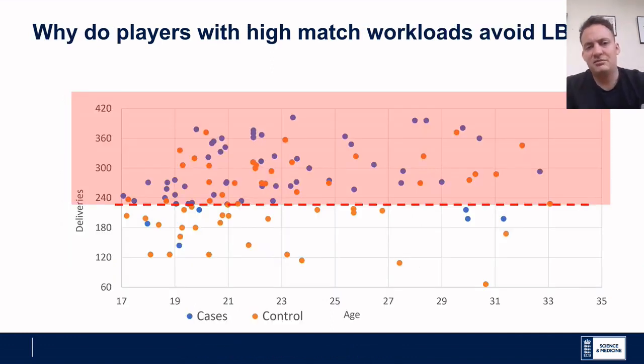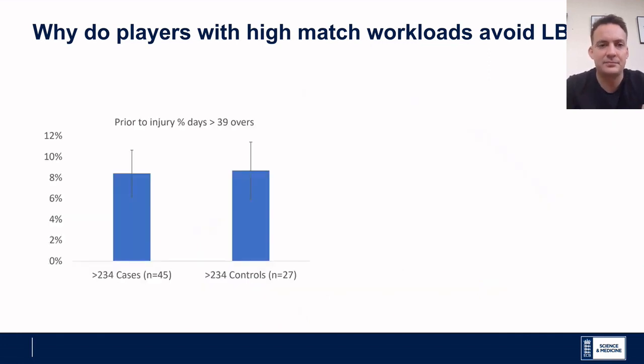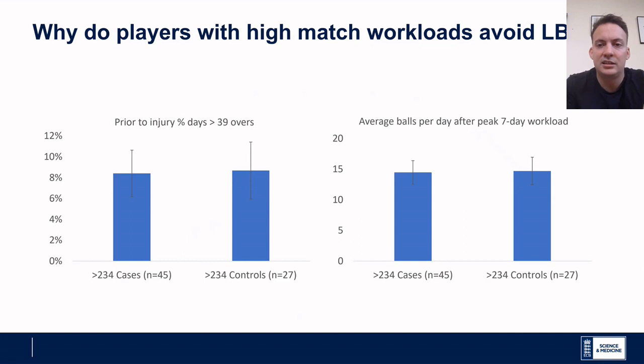So to do this, we were also curious about this group of players who didn't get injured despite having really, really high peak 7-day workloads. And when we looked at our injured players who bowled more than 234 balls compared to those who bowled more than 234 balls but didn't get injured, what we found is that their workloads, their bowling volumes didn't really differ. So they spent as much time above 234 balls as the injured players. The average balls they bowled after their spike in workload was also the same.